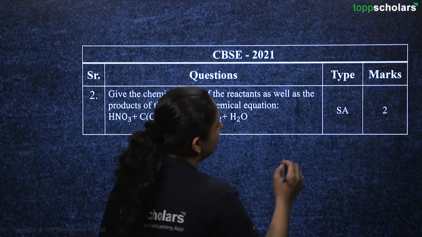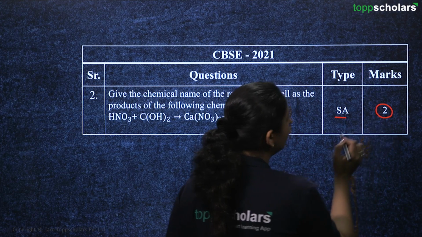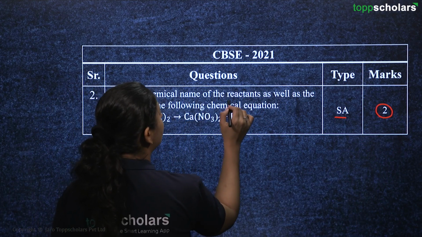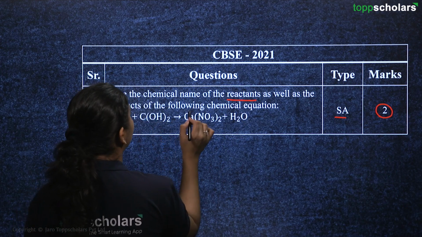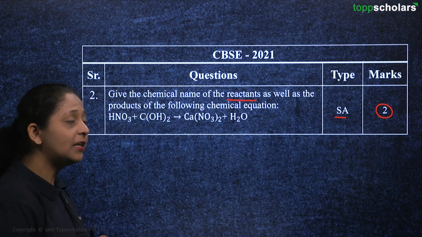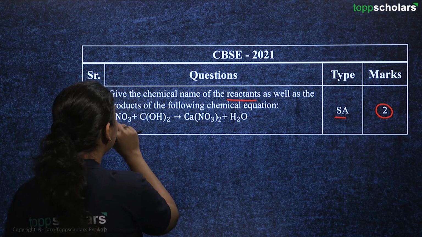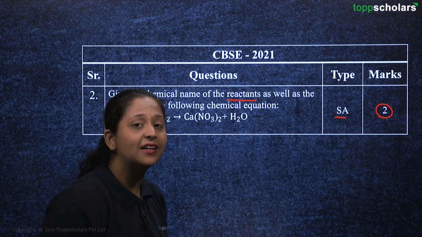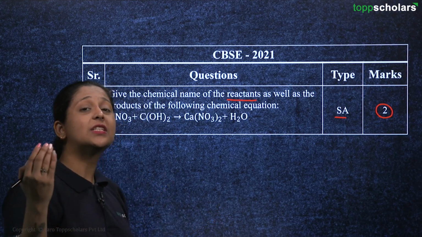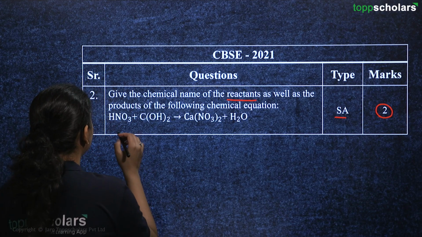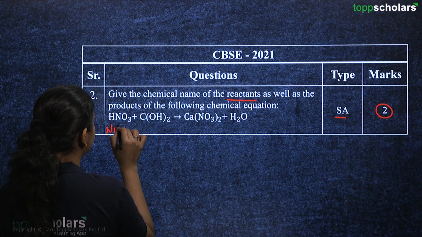The next question from the same year is again a short answer question giving 2 marks for you students. You have to give the chemical name of the reactant as well as the product of the following chemical equation. So you are already given the reaction here and you have to just write down the reactants and the product. Such a simple answer here students, you have to just write down the names here, correct? So here we have nitric acid.